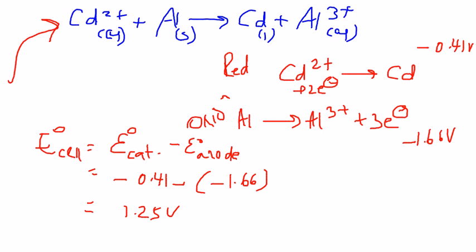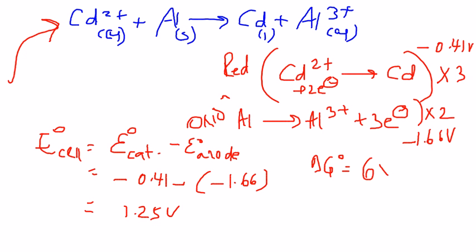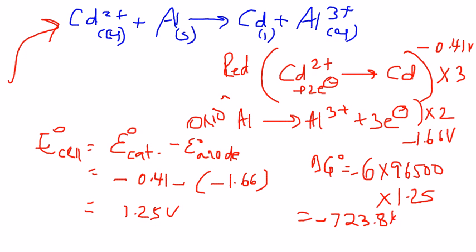If E0 is a positive value, that means delta G will be a negative value. Now, realize the first reaction is a 2-electron change, the second a 3-electron change. That means you must multiply the top reaction by 3 and the bottom reaction by 2 in order to get the balanced equation, because the electrons cannot remain floating around in your final reaction. So you have a 6-electron change. Faraday is 96500, and 1.25. When you plug everything in, it gives you negative 723.8 kilojoules, and since it's a negative value, you say it's spontaneous.